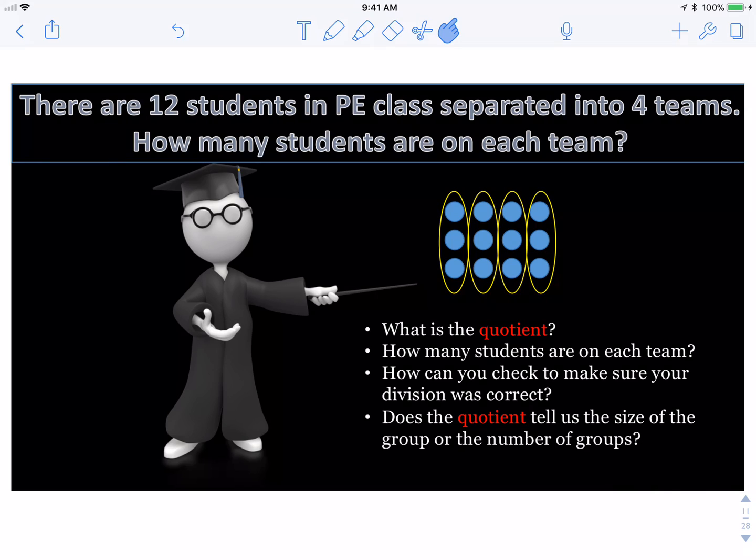What is a quotient? Well, first of all, what does that word mean? We talked about it a little bit ago. What does the word quotient mean? Okay, quotient is the answer to a division problem.